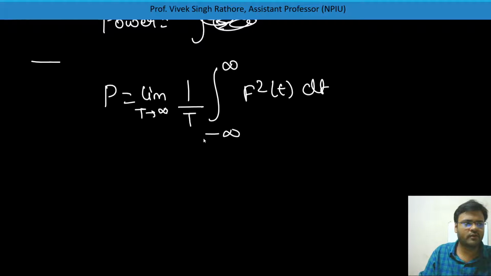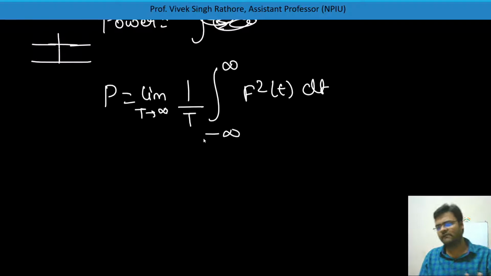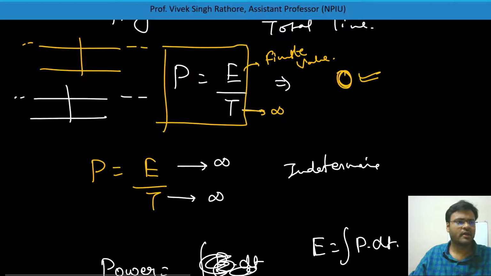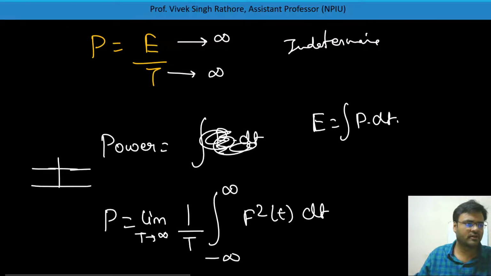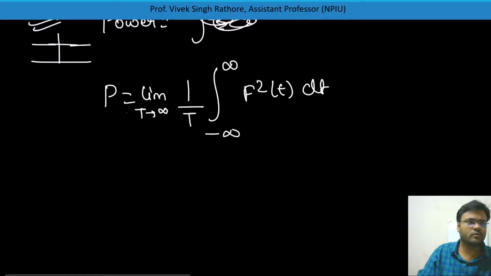So actually what we are doing, for T tending to infinity only we are taking the power, and this is the average power value which we need to calculate. So the final conclusion is that for finite energy, power will be equal to 0. See, when energy was coming as a finite value, power was coming 0. For infinite energy, like in this case, where energy was coming infinite, only then you need to use this formula.